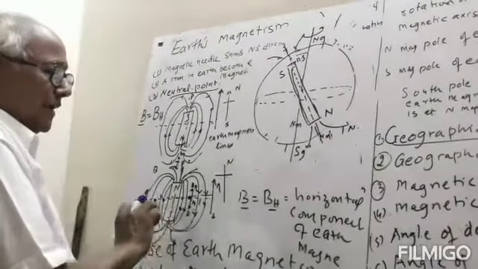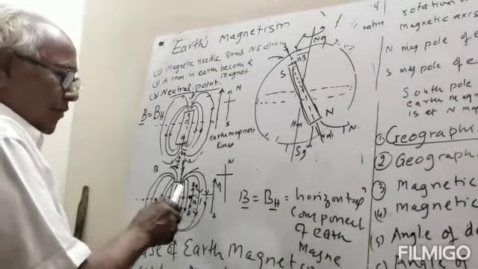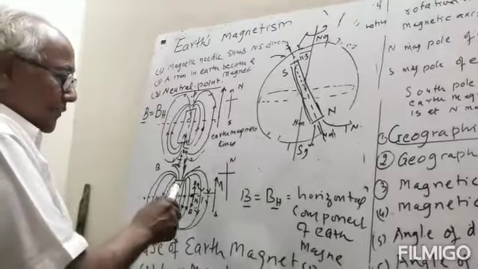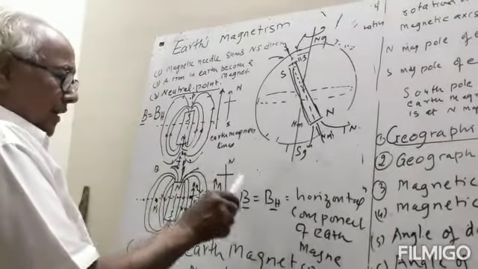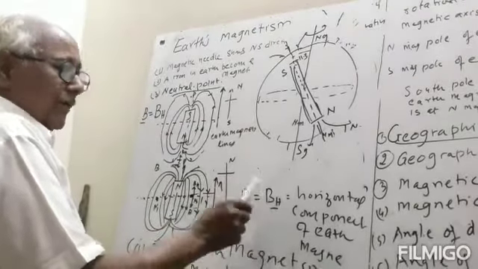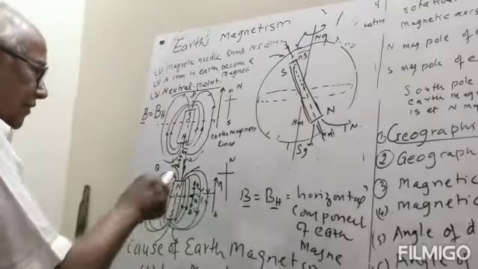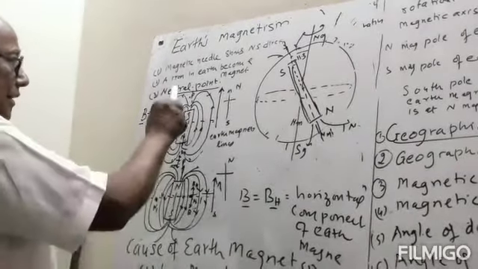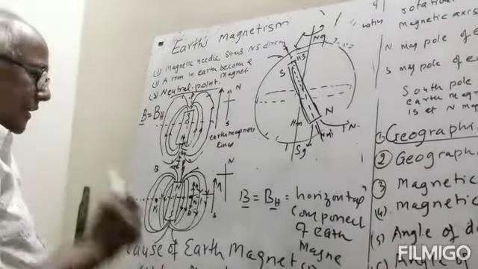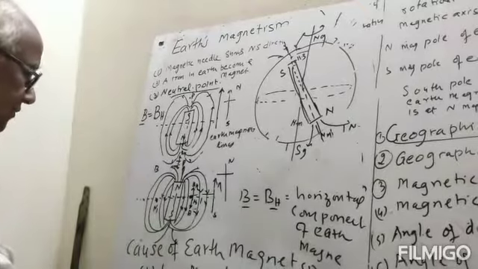So if we have a magnet, then near it the magnetic field will be more. And as we go away from the magnet, the magnetic field will decrease, but the earth's magnetic field will be the same. So the presence of neutral points here and here shows that there is a magnetic field due to the earth.